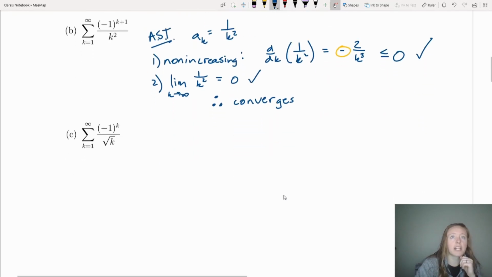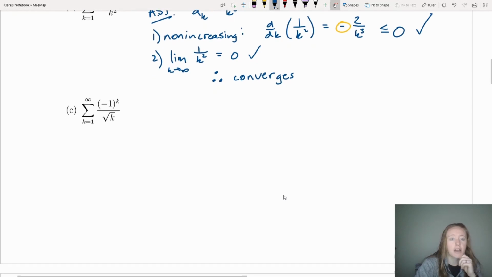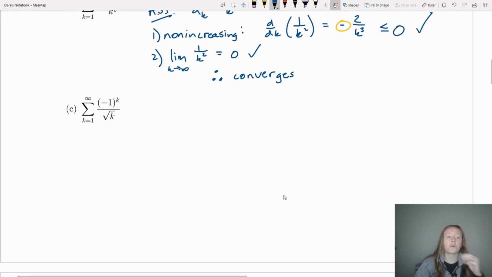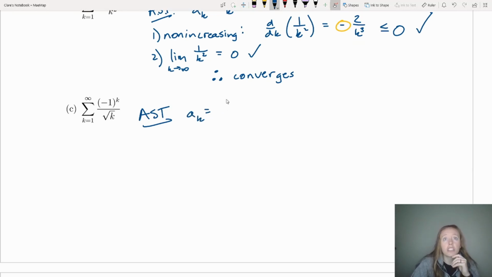Now, our last part in example 1 is part C. Now part C, it says negative 1 to the k over the square root of k. Negative 1 to the k is the thing that's determining whether we're positive or negative, adding positives or negatives, summing those up. So we're going to take the absolute value, and that's going to be our a sub k. So doing the alternating series test, our a sub k is going to just be 1 over the square root of k, which I think is easier to think of as 1 over k to the 1/2.